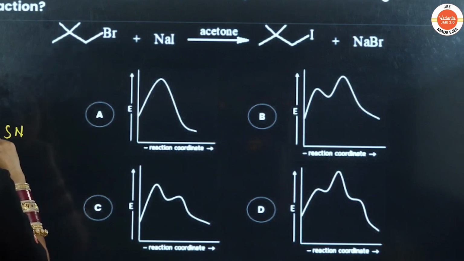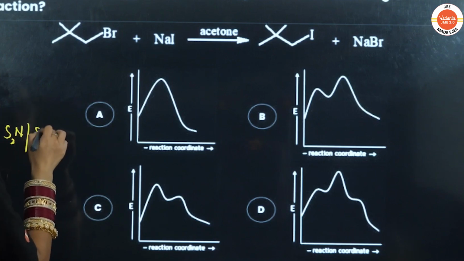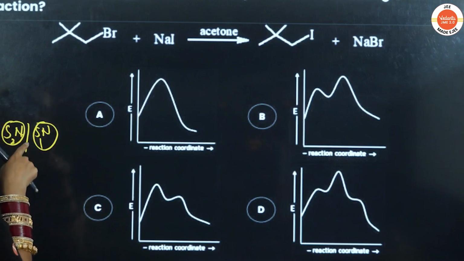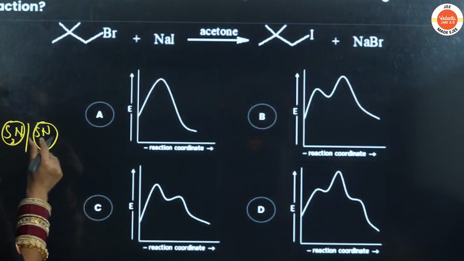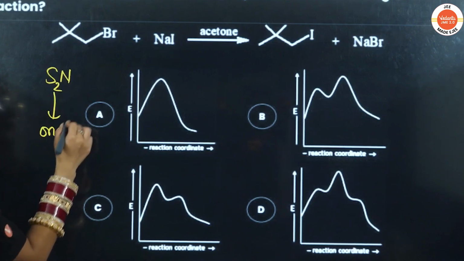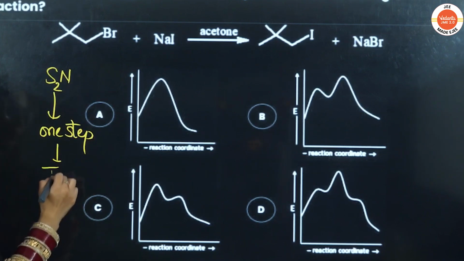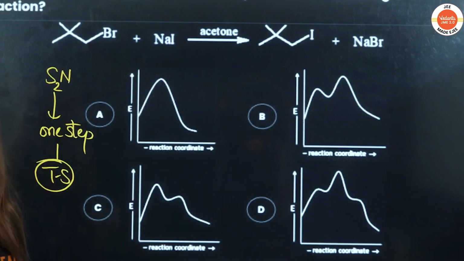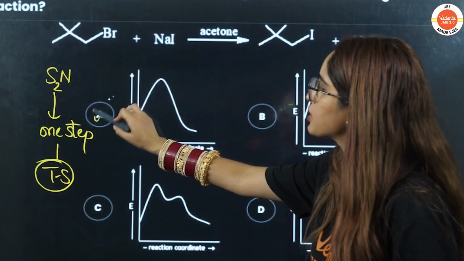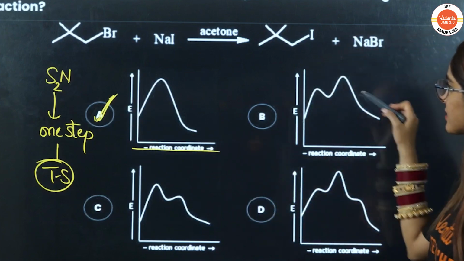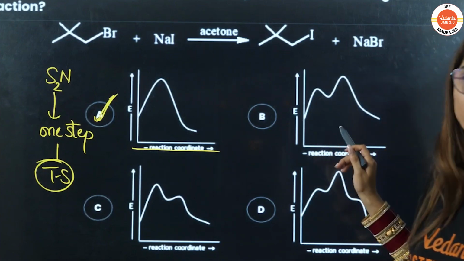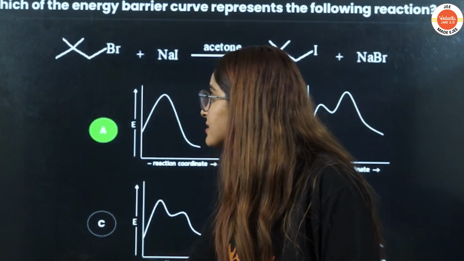SN1, SN2. Yes. It is an SN2 reaction which occurs in one step, right? That is why it has the formation of a transition state. So as you can see, out of this, you require only one transition state, which is only possible in case of graph A. This is a graph of SN1 mechanism where you have carbocation formation, right? So answer is going to be A is the correct answer.